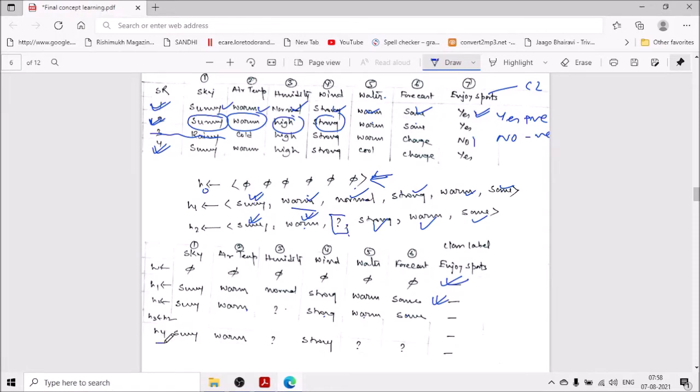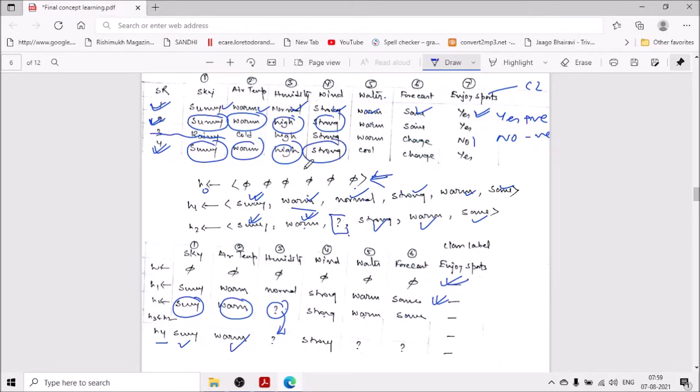Now for H4, once again we have to compare. Here it is sunny and sunny. Do nothing, keep as it is. Warm and warm, do nothing, keep as it is. High and question mark, so we have to copy the question mark. Now in any hypothesis, if any attribute has been converted into question mark, then we have to continue the same notation.